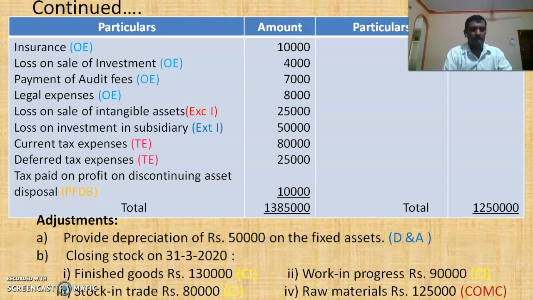An item like loss on sale of intangible asset is an exceptional item. The loss on investment in subsidiary is an extraordinary item. Current tax expenses and deferred tax expenses are the tax expense items. Then tax paid on profit on discontinuing asset disposal is a profit from discontinuing business.